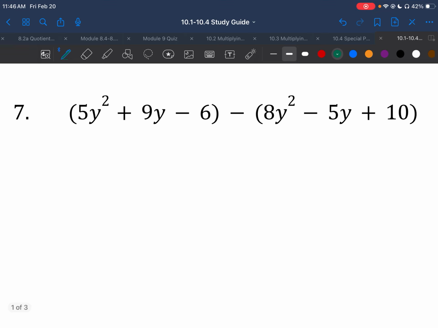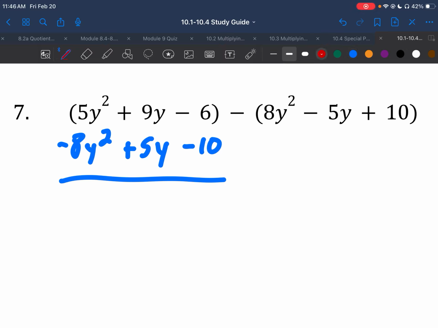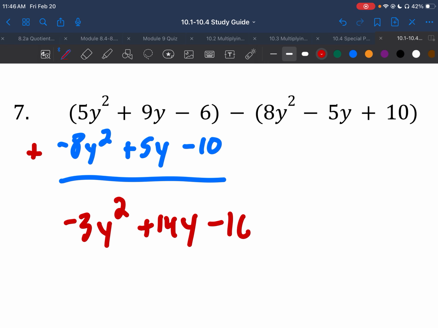Number 7, we are going to be subtracting. So I'm going to use the additive inverses. So we have negative 8y squared. We have plus 5y. And we have minus 10. And when I add these together, we've got 5 plus negative 8 is negative 3y squared. 9 plus 5 is plus 14y. And negative 6 plus negative 10 is negative 16.